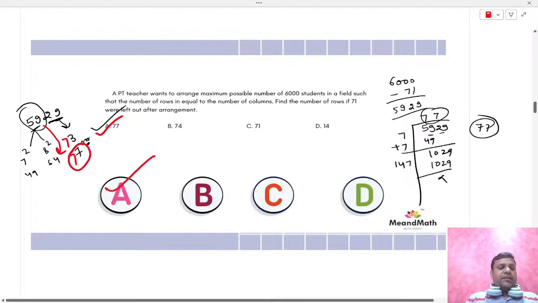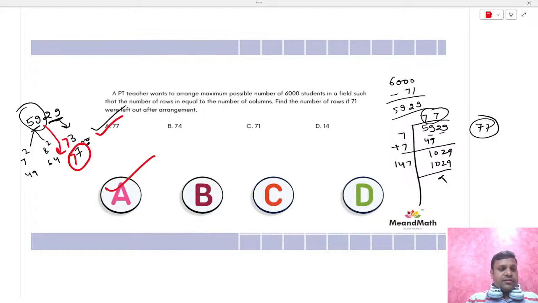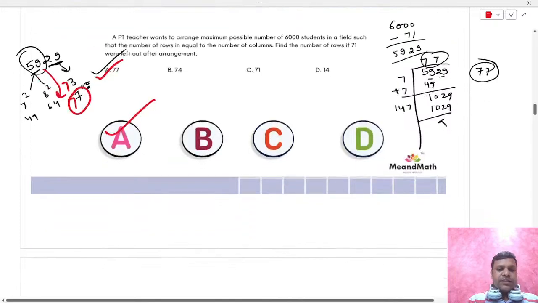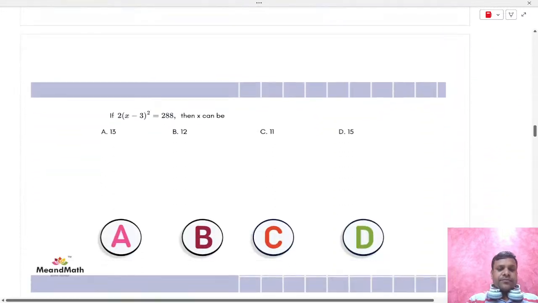Okay. Now the next question. Next question पर move करें. Is this question clear to you, everyone? Just give me thumbs up. Okay. The next question is this.